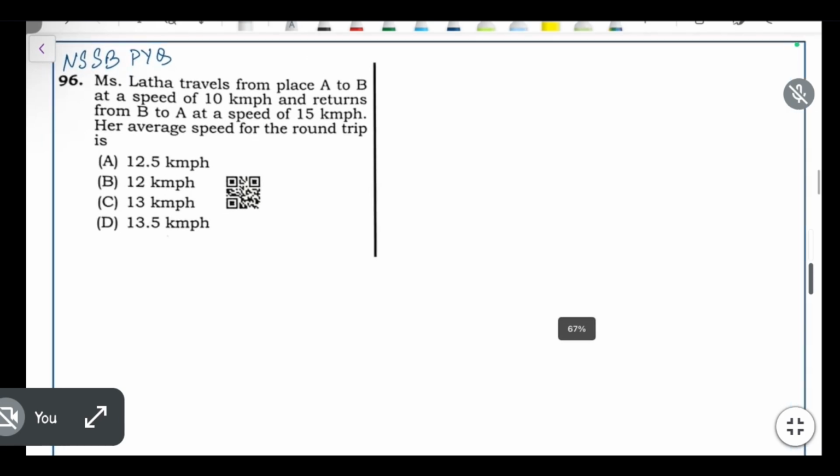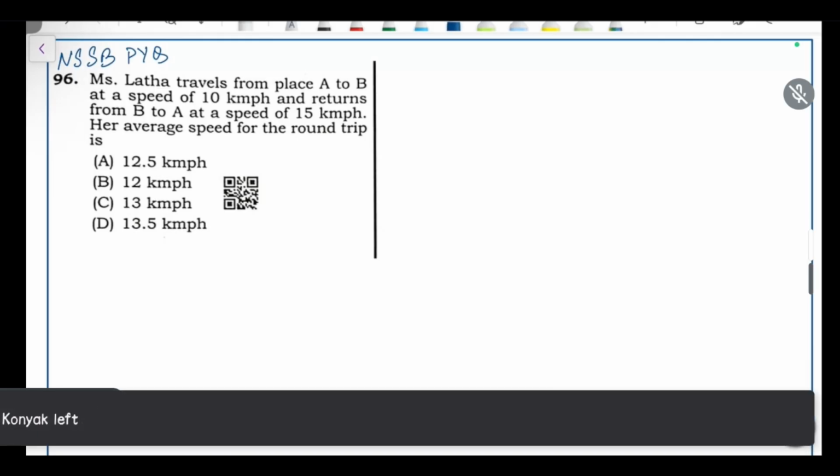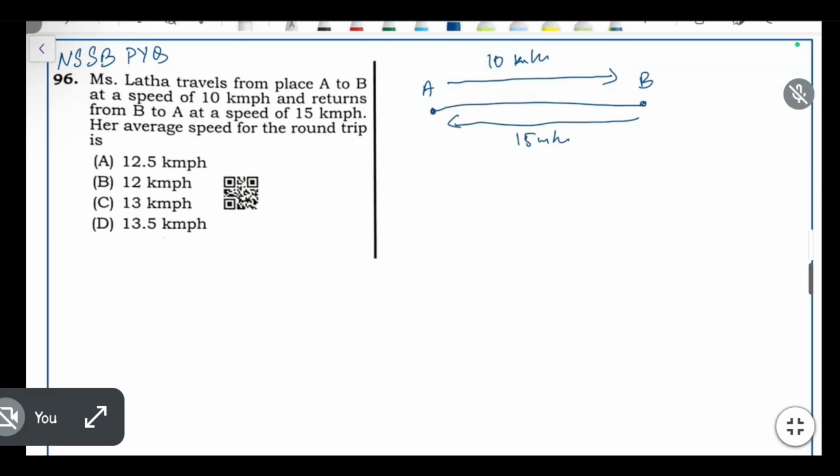It was asked in NSSB, 2023, I guess. I'm not sure, so that's the reason I just wrote PYQ here. This is the same case. A certain man is traveling from point A to B, and there's another point called P. From A to B at a speed of 10 kilometer per hour, and traveling back at a speed of 15 kilometer per hour.